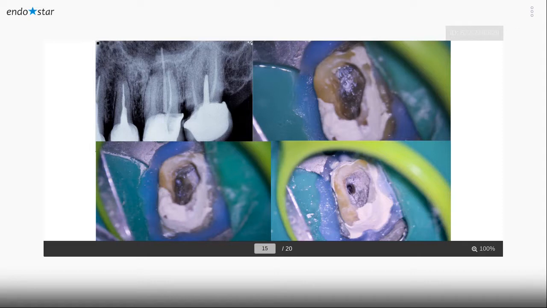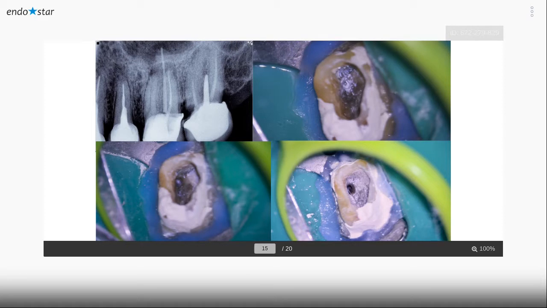This is another case. This case was referred to my office. This case was very interesting, and it was a very difficult case to deal with, because as you are seeing in this radiograph, the mesiobuccal canal was not treated.